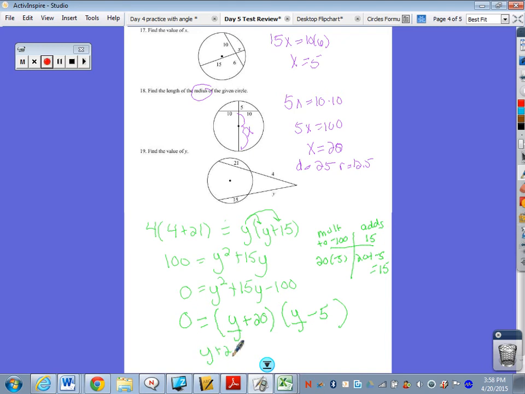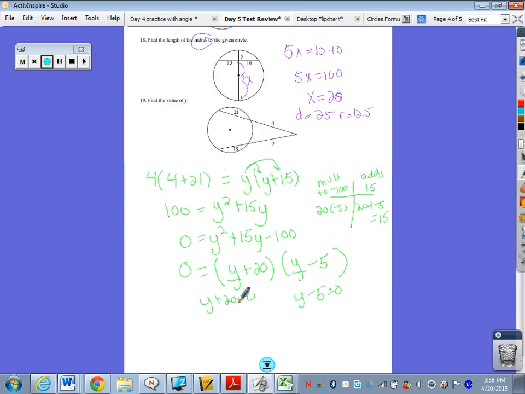You set each one equal to 0, because if one of them is equal to 0, then the whole thing is, and then you solve. So y is equal to negative 20, and y is equal to 5, and you cross out the negative one.